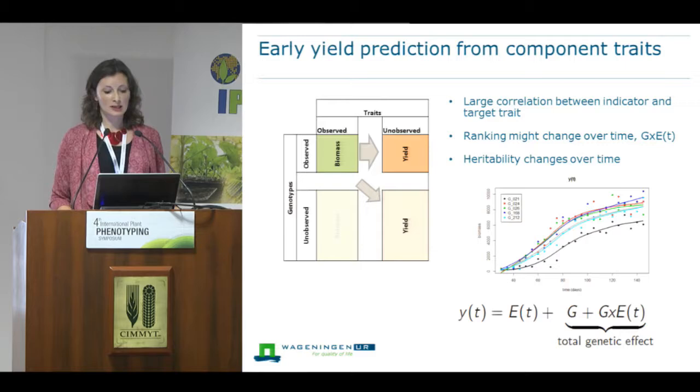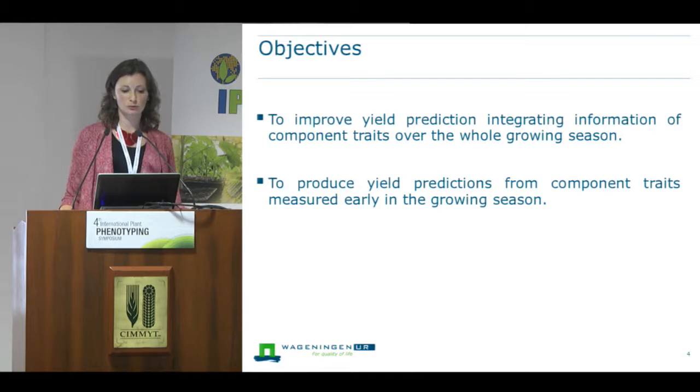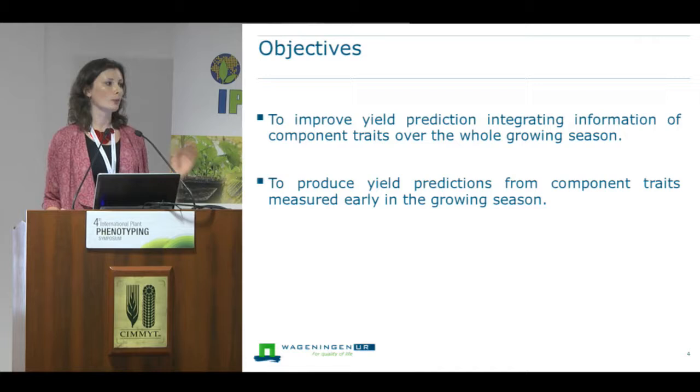So during this talk, I will refer to two objectives. First, to improve yield prediction, integrating information of component traits over the whole growing season. And the second is to produce yield predictions from component traits measured early in the growing season.